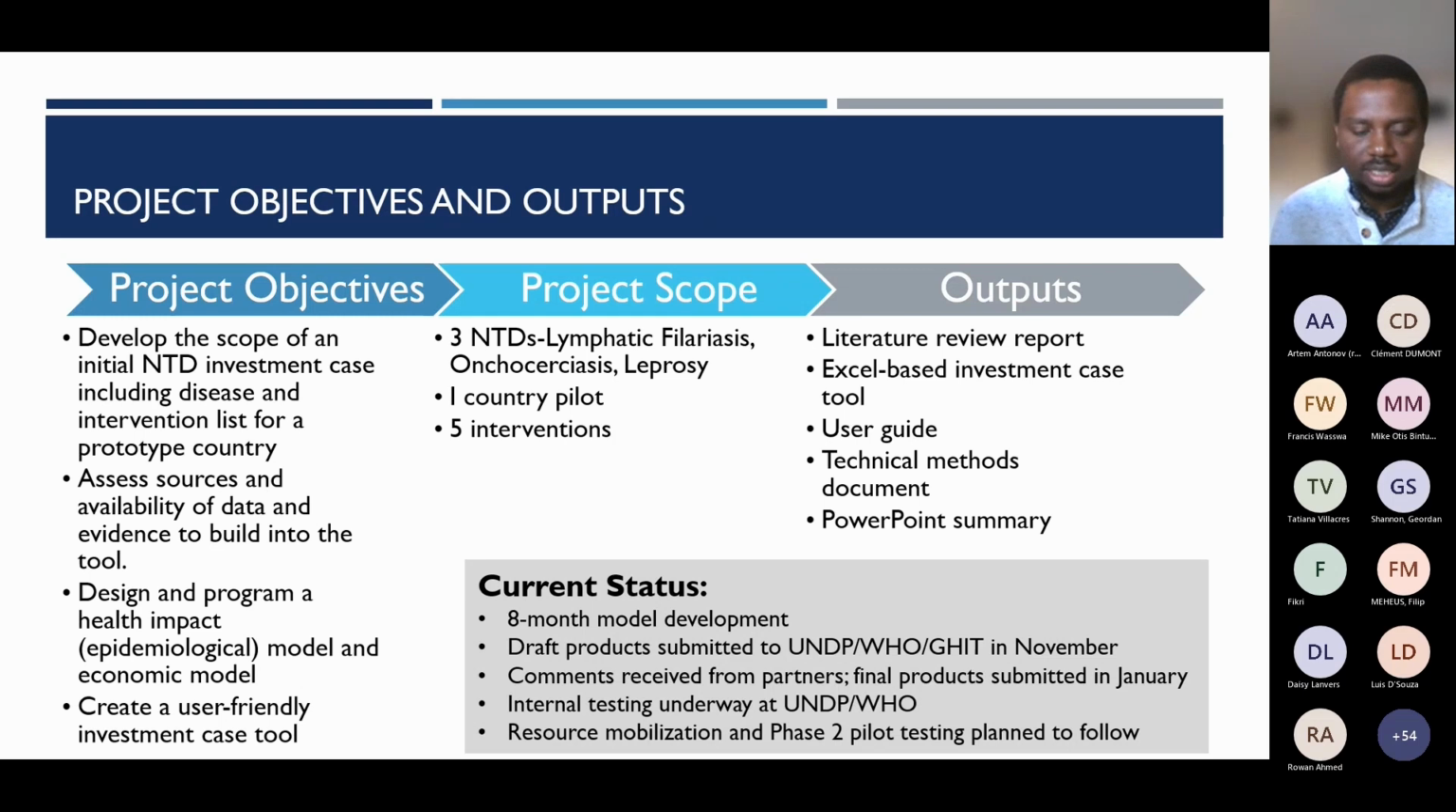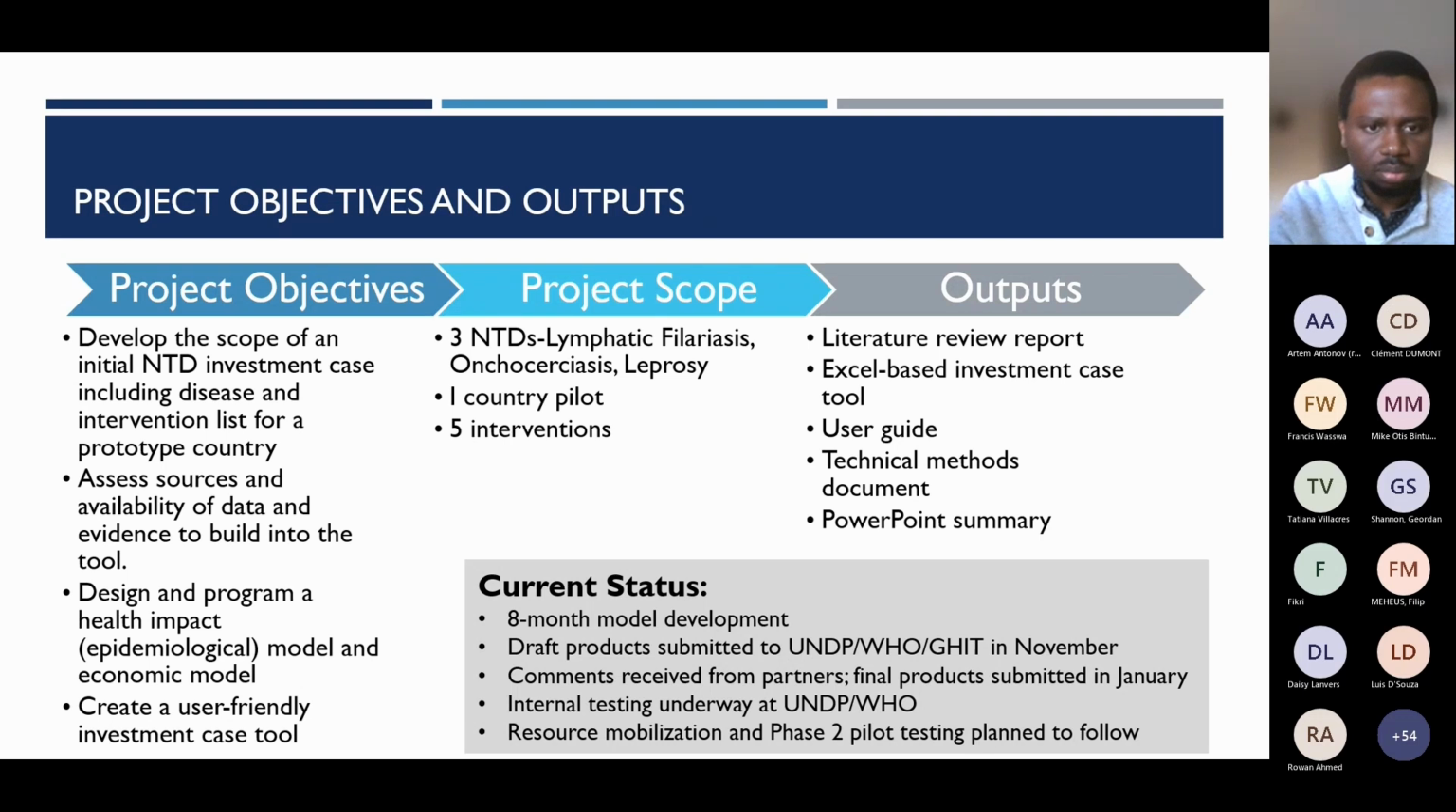So in terms of current status, we started this project officially in February, so it's been about 8 months of developing this model. We submitted the draft product in November, got comments in November and December, and then submitted the final product just earlier this month. Currently, internal testing is underway at UNDP and WHO, and we are looking forward to resource mobilization and pilot testing that will happen in phase 2, and then also adapting the tool to other countries and expanding its use.